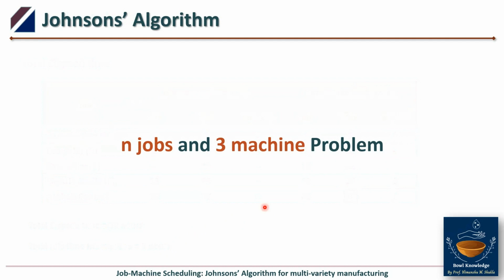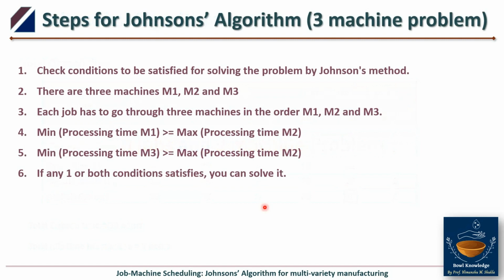Now next we will go to n jobs and 3 machine problem. This was n jobs and 2 machine problem which we discussed. Now what about 3 machine problem? So first of all, you cannot solve any 3 machine problem by Johnson's algorithm. First you have to check the eligibility.